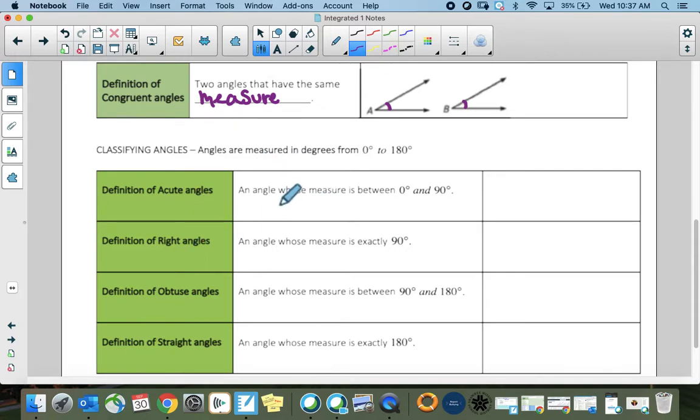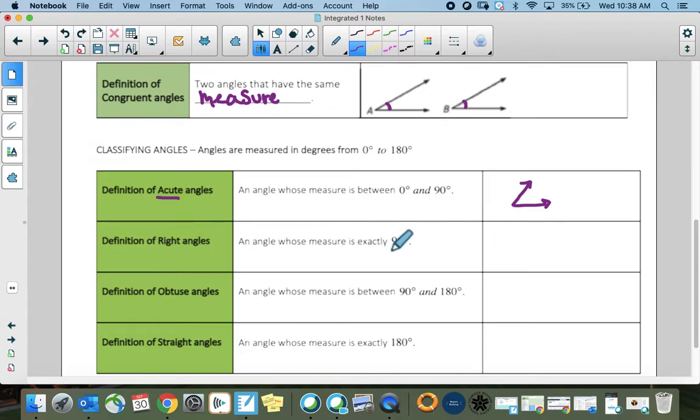So remember that an angle whose measure is between 0 and 90 is an acute angle, and I always think of it as like cute little angle, right? The smallest angle possible is acute. So it's something that is less than 90 degrees. So something like this, go the other way, but as long as this is less than 90, okay?